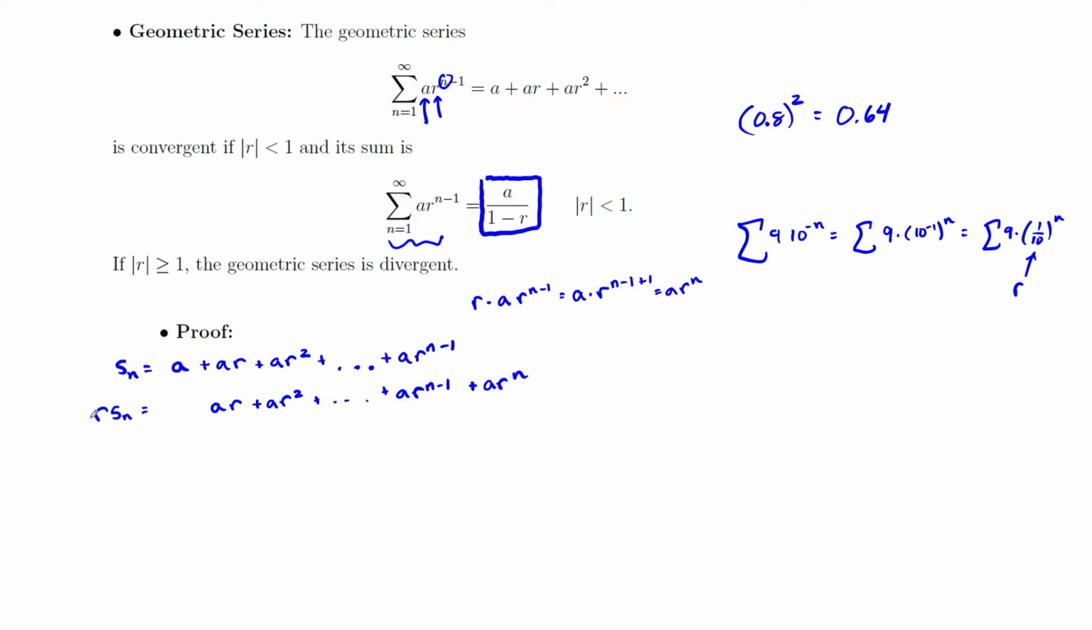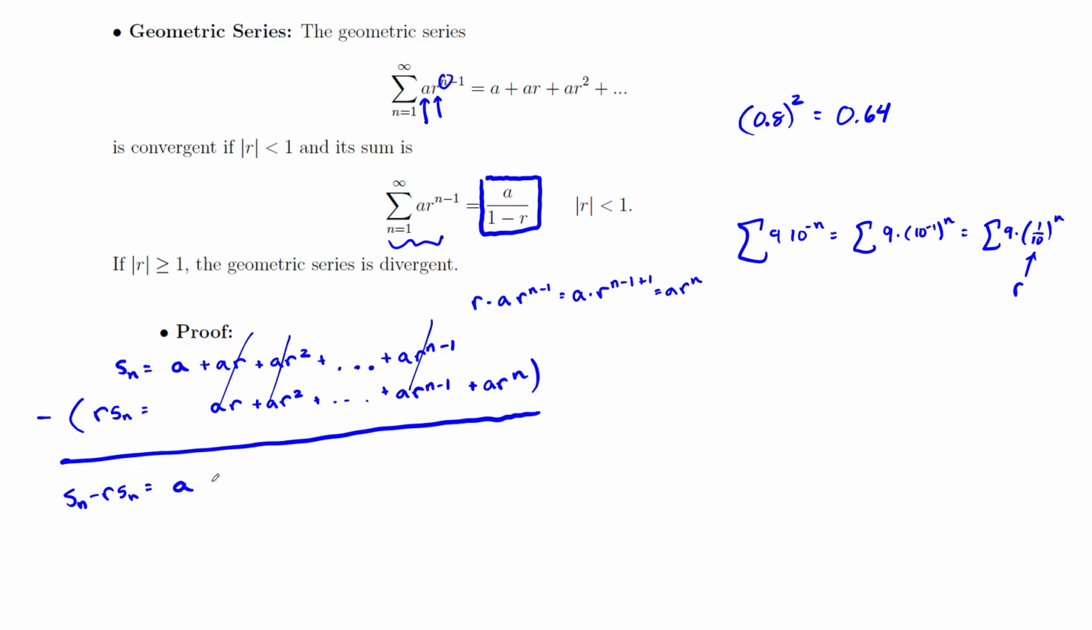And so what we're going to do here is subtract these two equations from one another. So if I subtract them, I get S sub n minus r times S sub n. And of course, all these terms are going away, because they have a match and we're subtracting them. The ones that don't have a match are the very first and the very last. All right, so we have that.